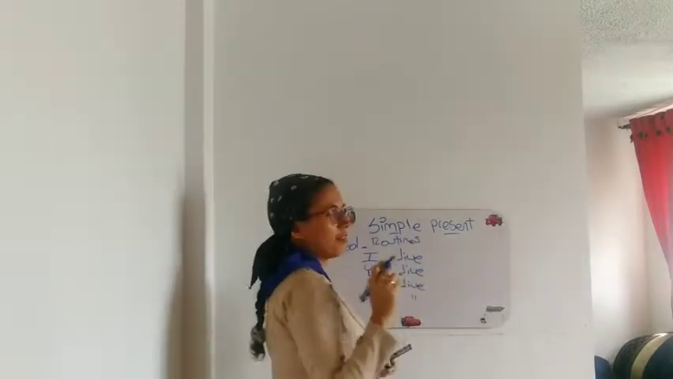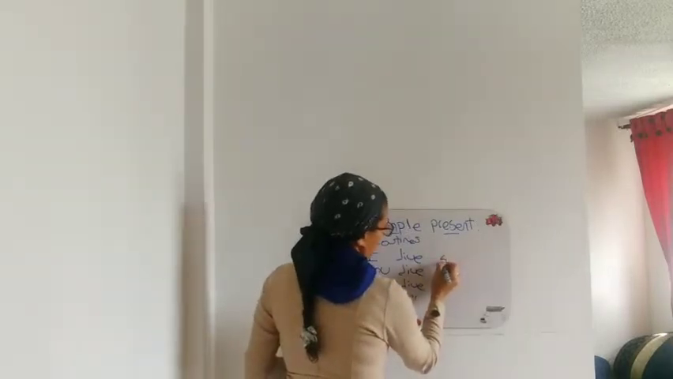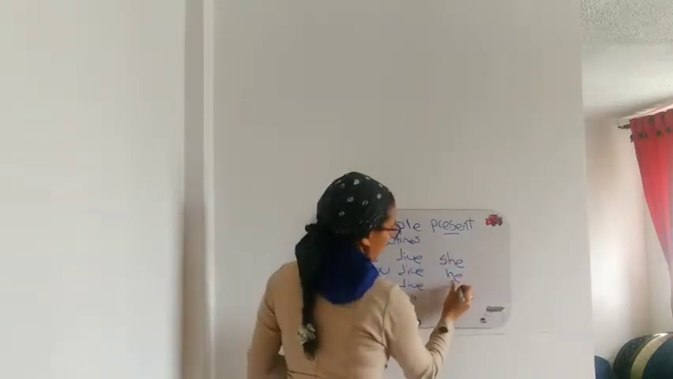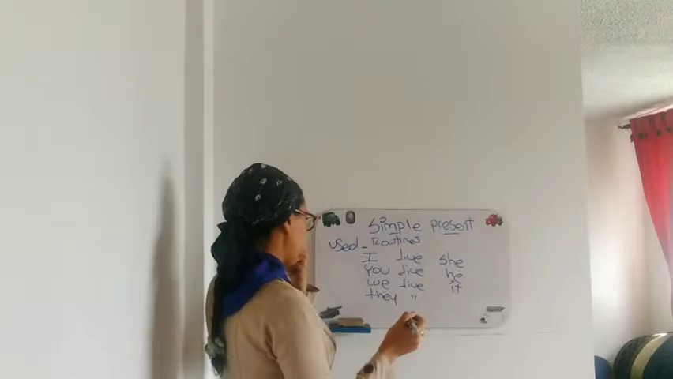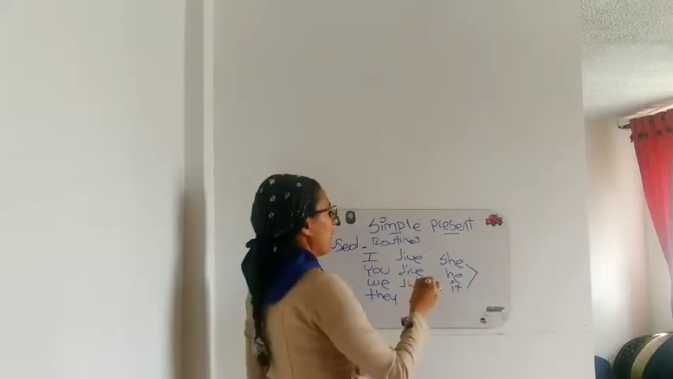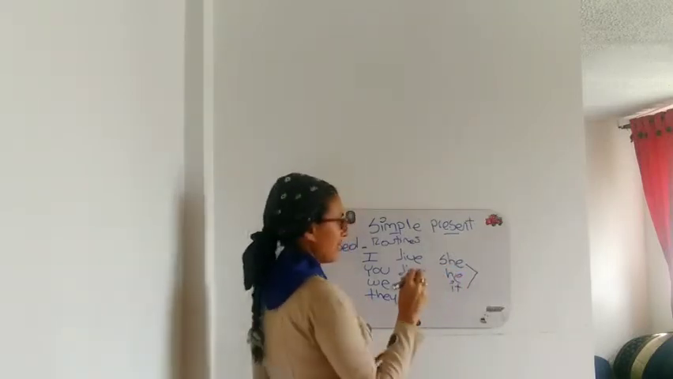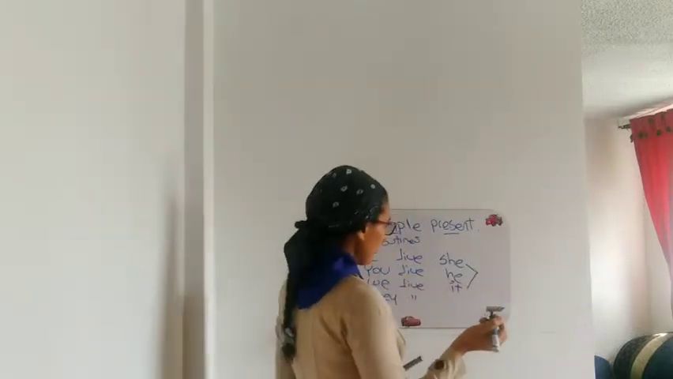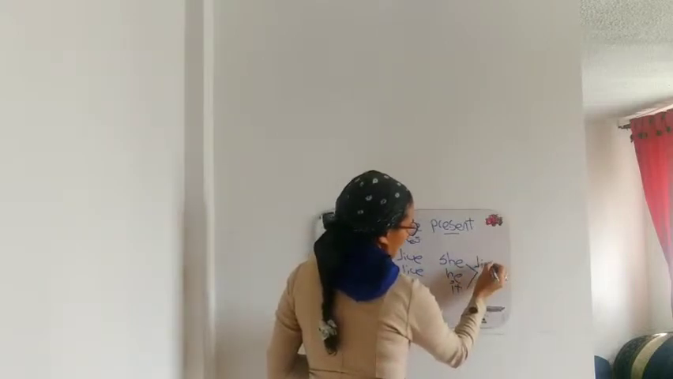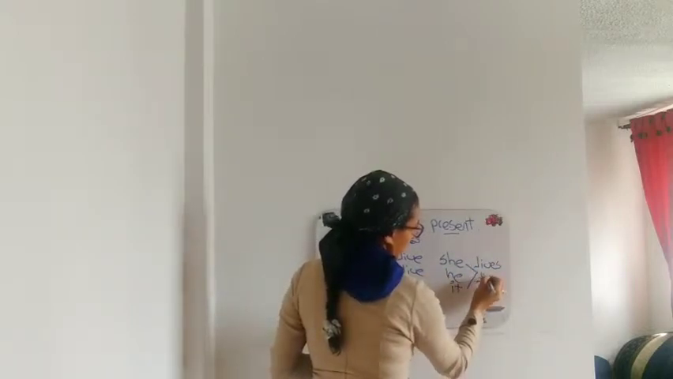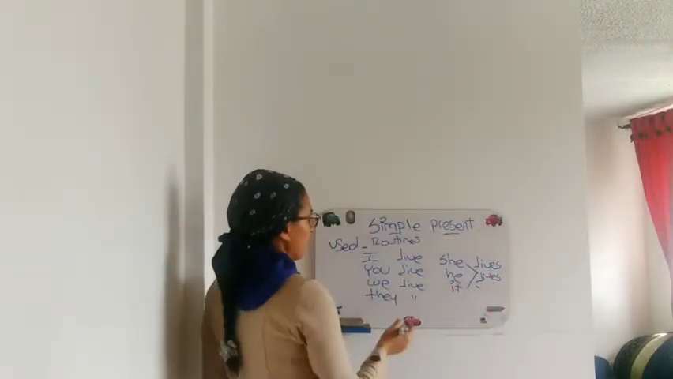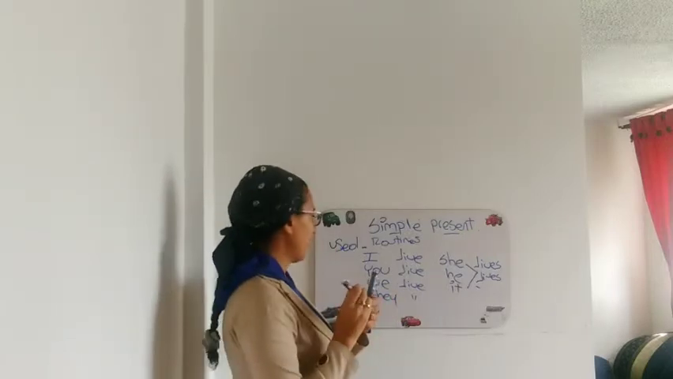Remember that third person, that are she, he, or it. In this form, third person, the verb has an s. In this example, she lives, he lives, or it lives.